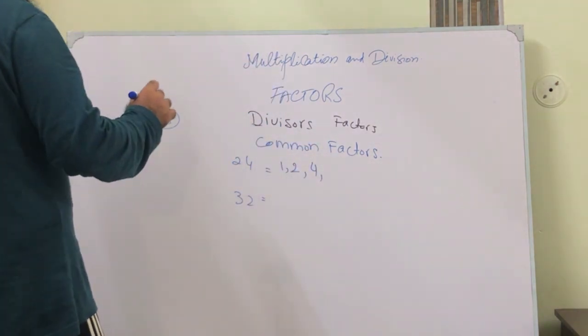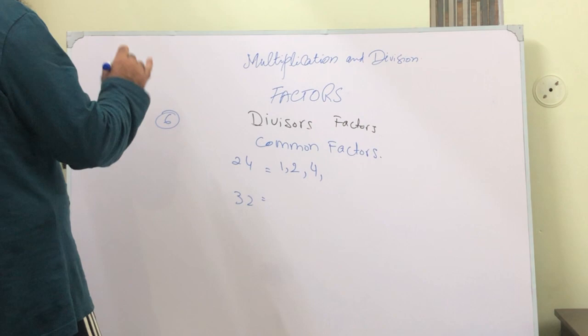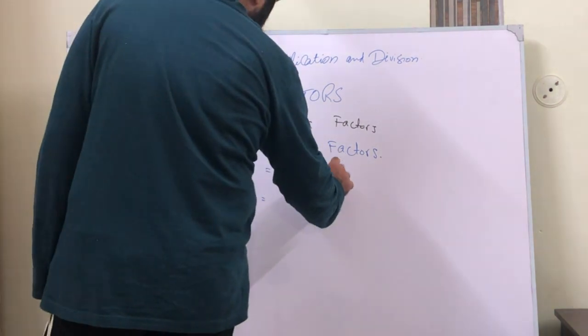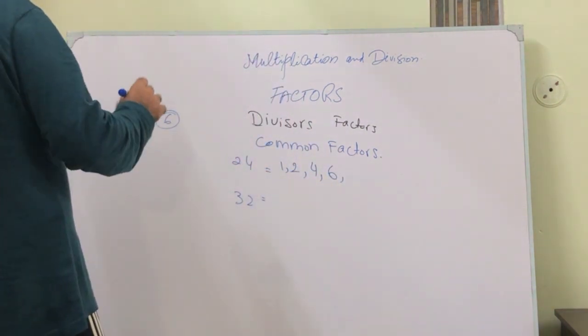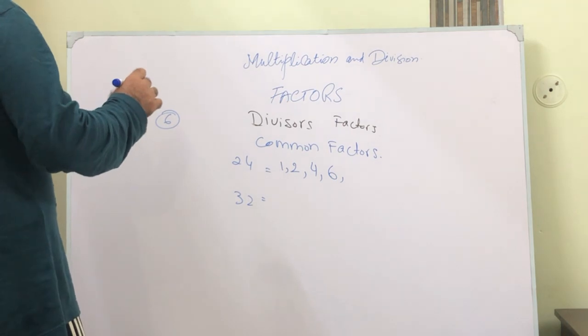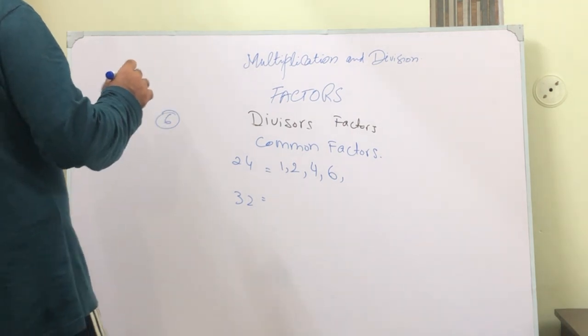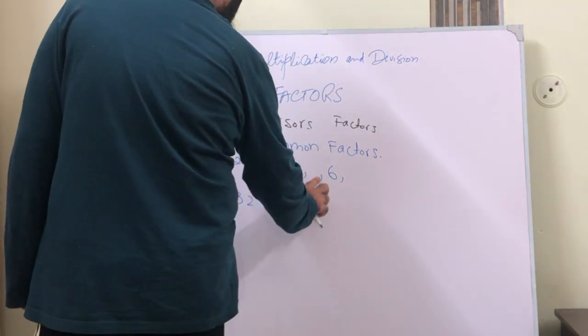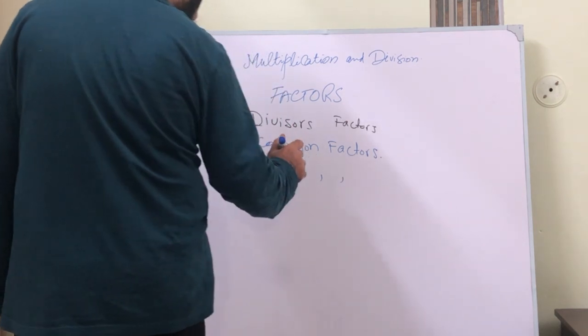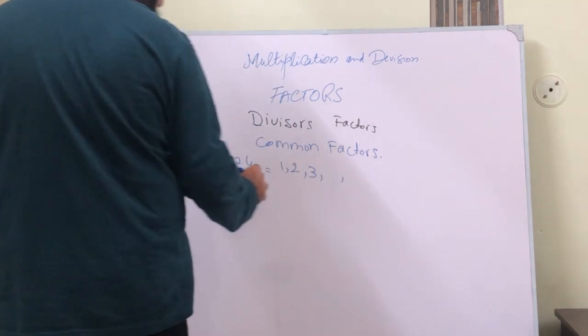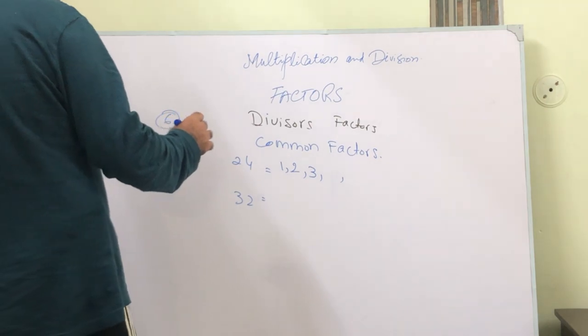Then we divide 24 by 6. 6 4s are 24, no remainder. 6 is a factor. 24 can be divided by 8. 8 3s are 24. So 3 is also a factor. If we divide 24 by 3, 3 8s are 24. We can divide 24 by 6.